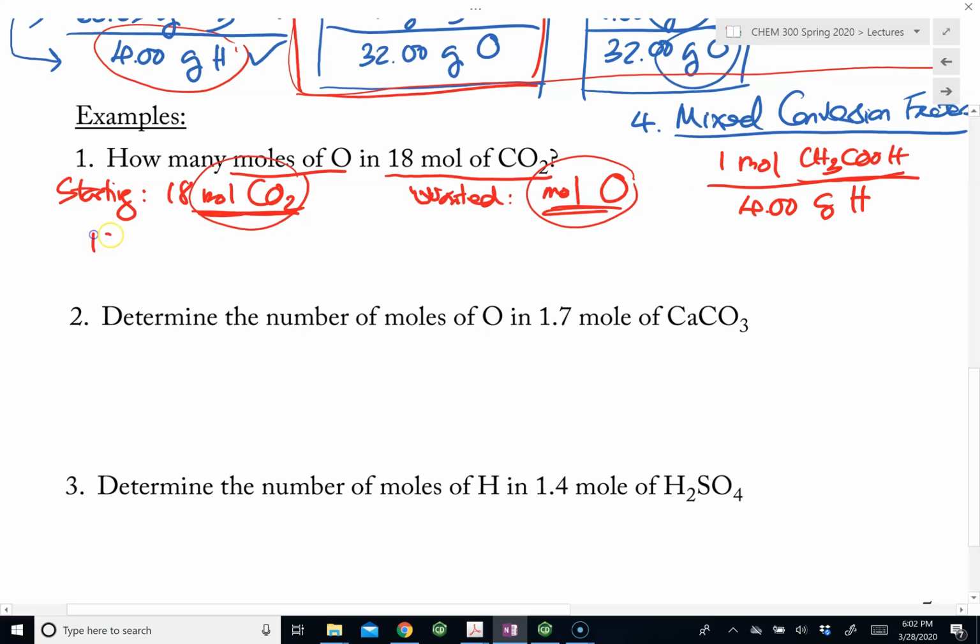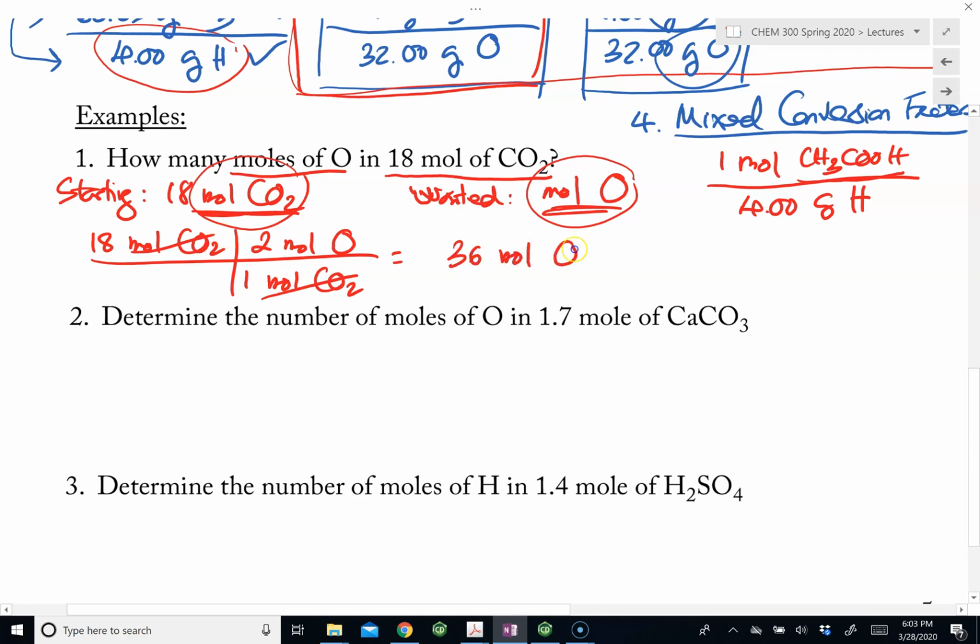And now to set this up, we start with 18 mole of CO2. And now we will then see for every 1 mole of CO2, which is something we have to put on the denominator, so the unit mole of CO2 can get cancelled out. And on top, there are 2 mole of oxygen. And now this will get cancelled out, and this is equal to 36 mole of oxygen. And that will then be our answer.